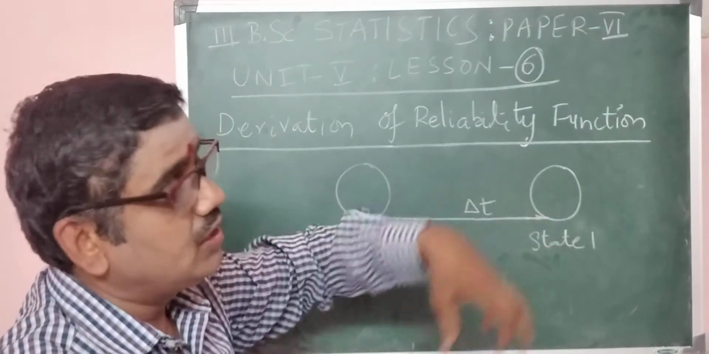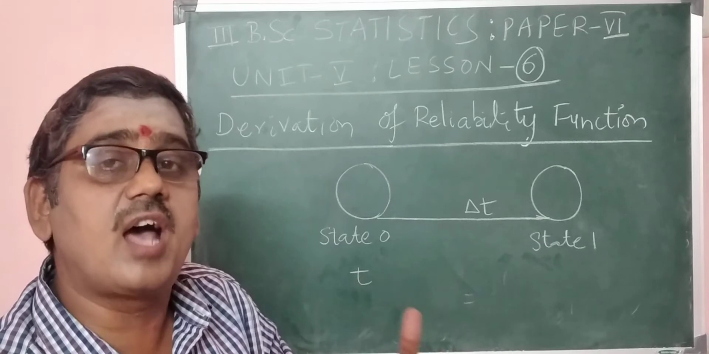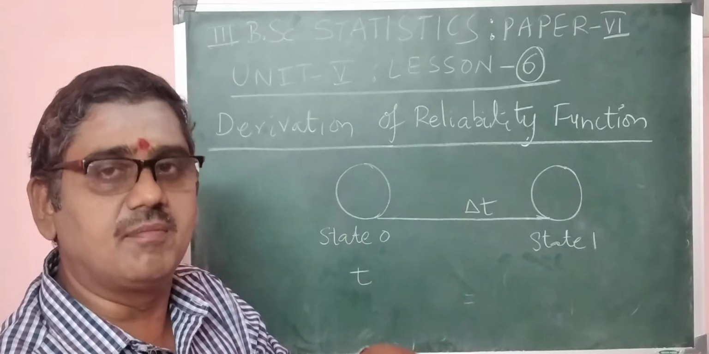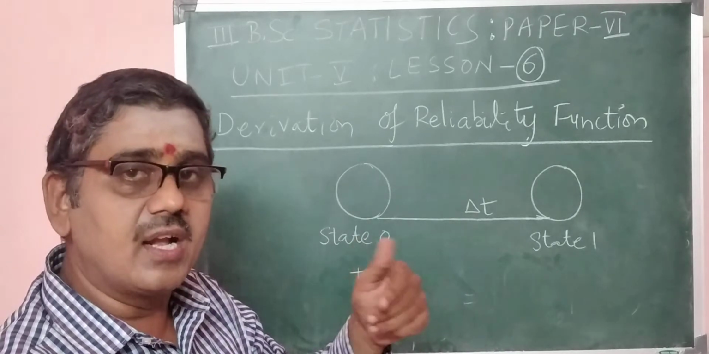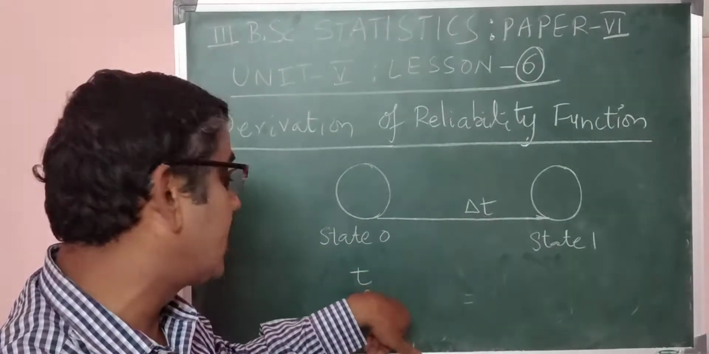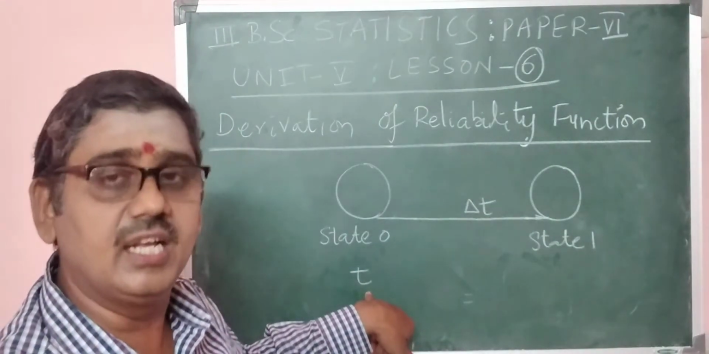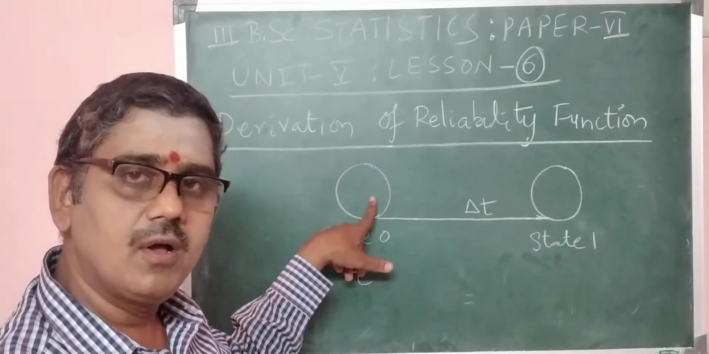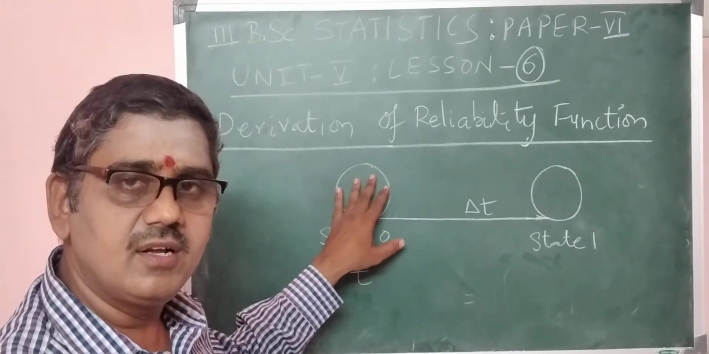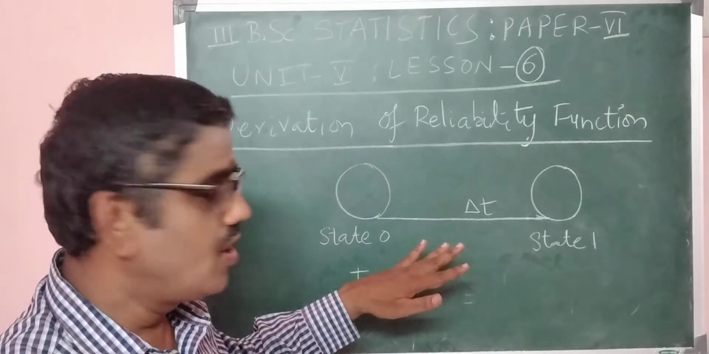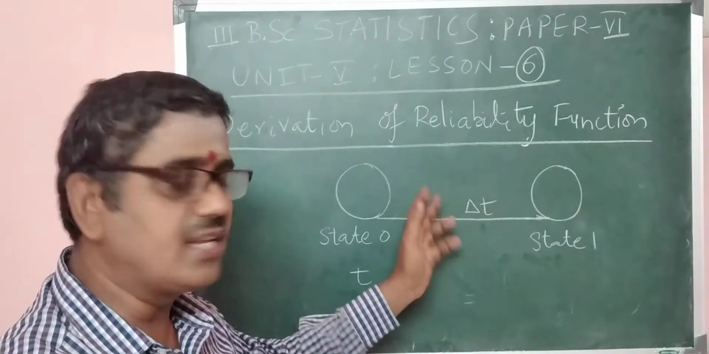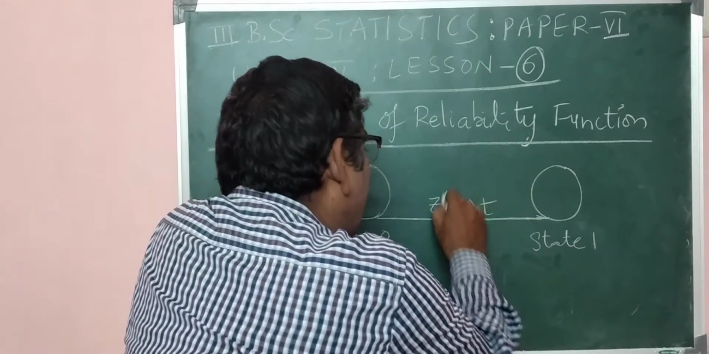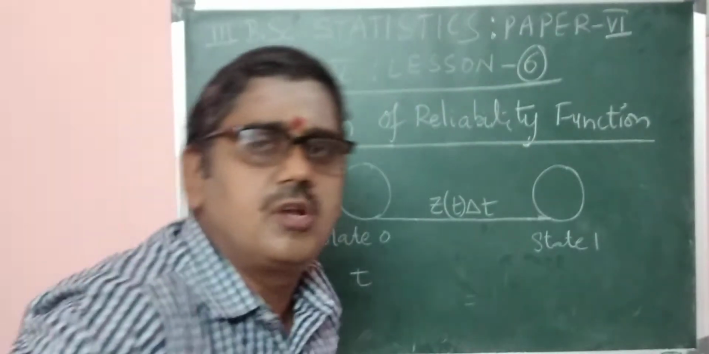So for that, the rate of probability is going to be calculated with the help of the probability of failure of an item in the time period delta t, after reaching the time period t, after surviving the time period t. Initially it is at state 0. After time period t it survived, and after that it failed in a particular time period delta t, that is, it reaches state 1. Then the probability is z of t multiplied by delta t as well. The time period also is going to be considered.